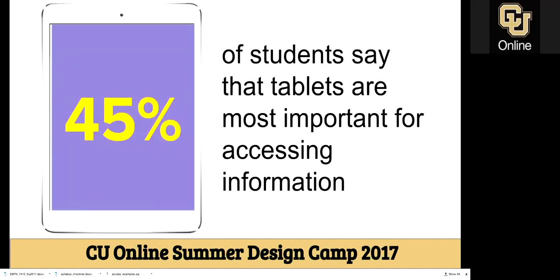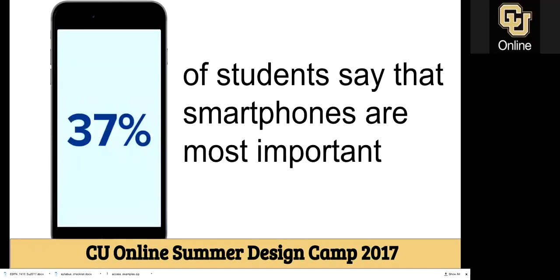So the idea that I was talking about, accessing your course using a different device: 45% of students say that tablets are most important when it comes to accessing information, not necessarily course content, but just information as a whole, websites, their portal perhaps. And on the same page, we've got 37% of students saying that their smartphones are most important. And I think this will be on the rise because over 90% of Americans own a smartphone, and most of them are accessing that information right then and there because of busy lives, commute times.